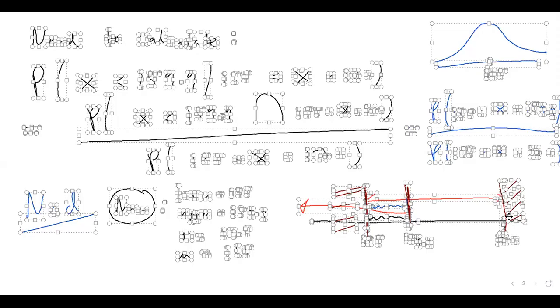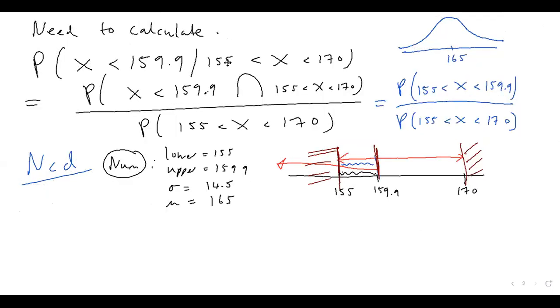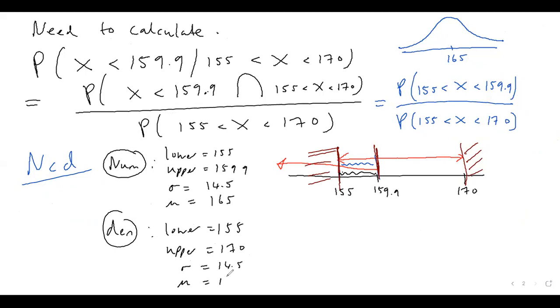And then our denominator of the fraction is the same, but the only difference now is for the denominator, your lower is still the same, but your upper now changes to 170. So upper 170, same sigma 14.5, same mu 165. Now let's see what we get when we calculate our probability.